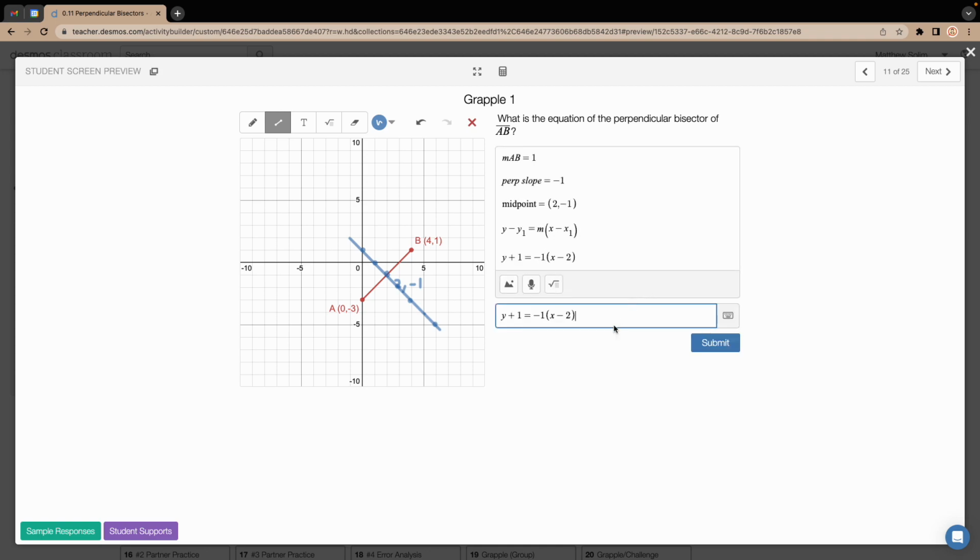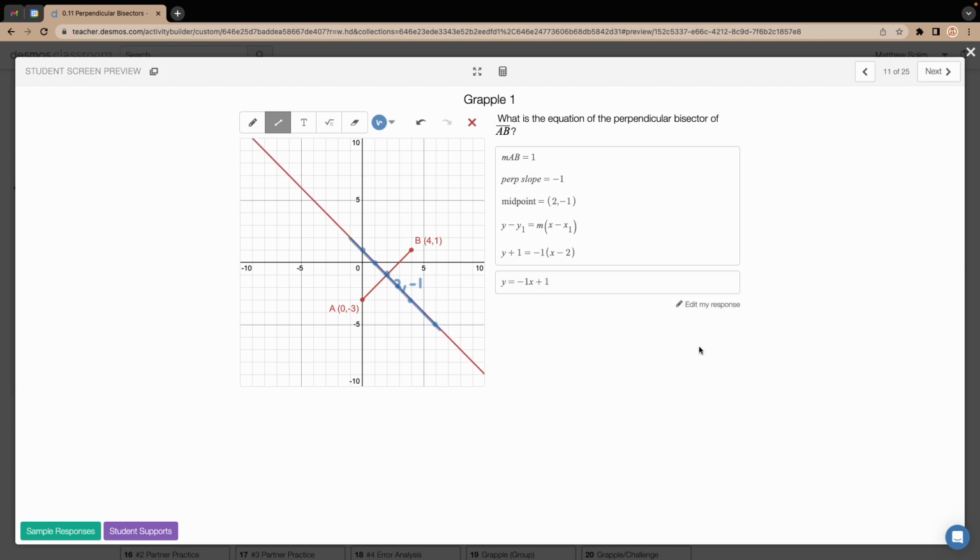So that's the correct answer. I don't think it'll graph this in this form though. So the other way you could do it is, that's the slope of negative 1 and the y-intercept is 1. So y equals negative 1x plus 1 is the y-intercept. That is the perpendicular bisector.